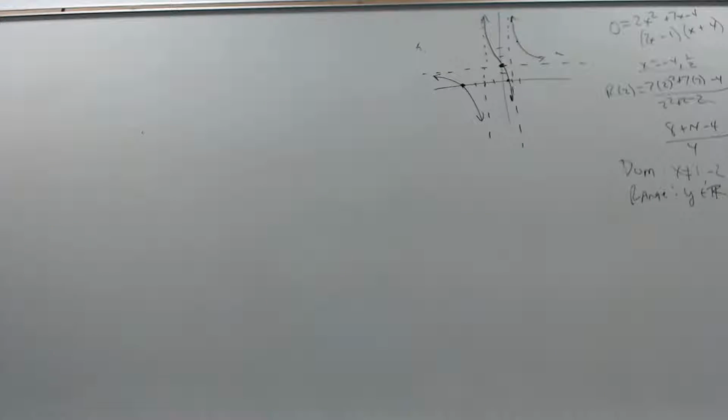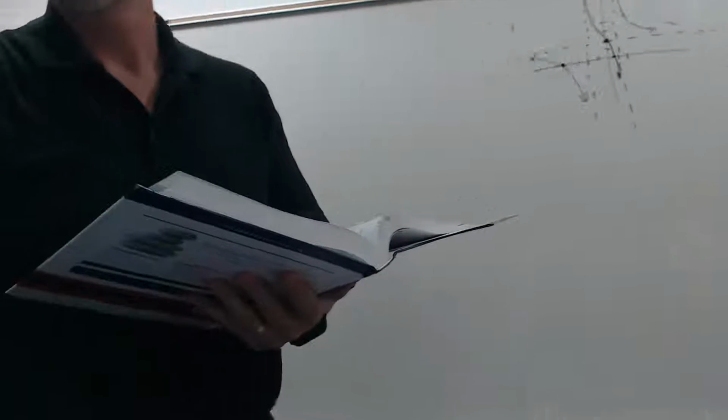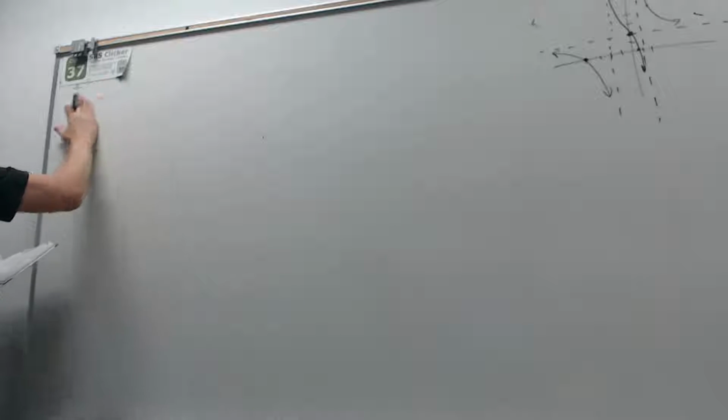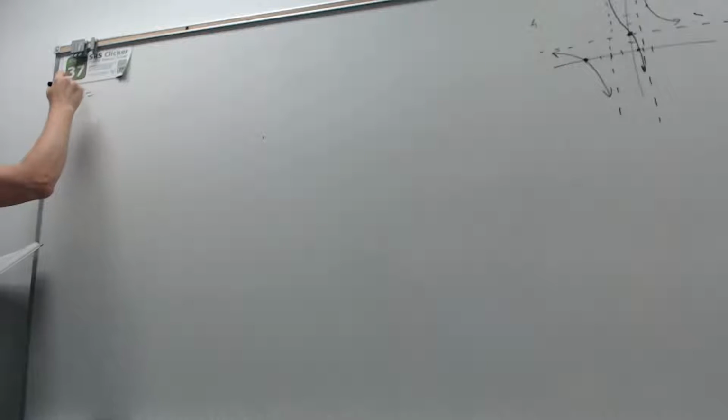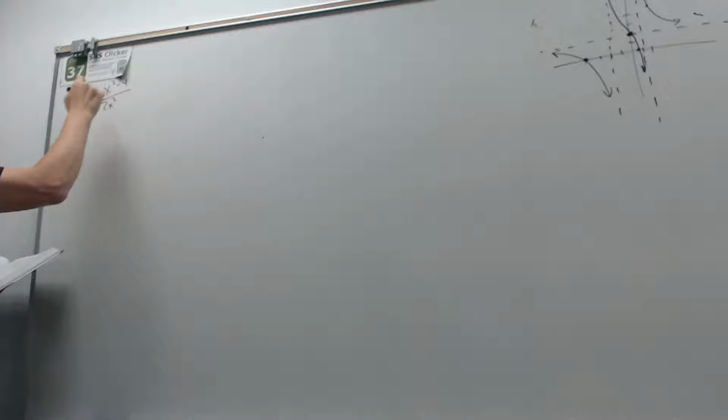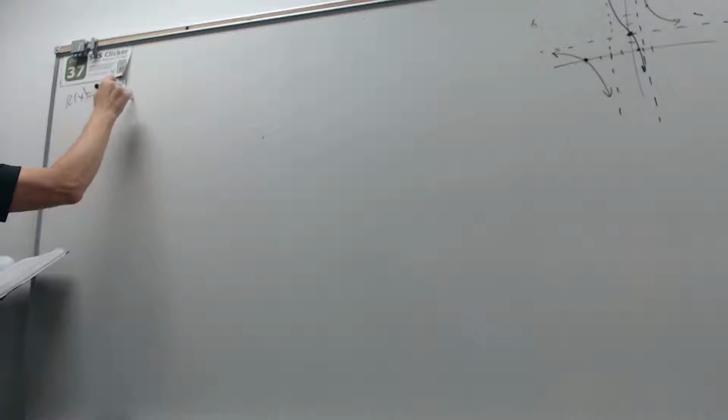All right. So let's do R of x. Oh, I'm off the board. Maybe I should move it over. No, let's use the whole board. Okay. R of x equals x squared minus 4 over 2x squared plus 2x.